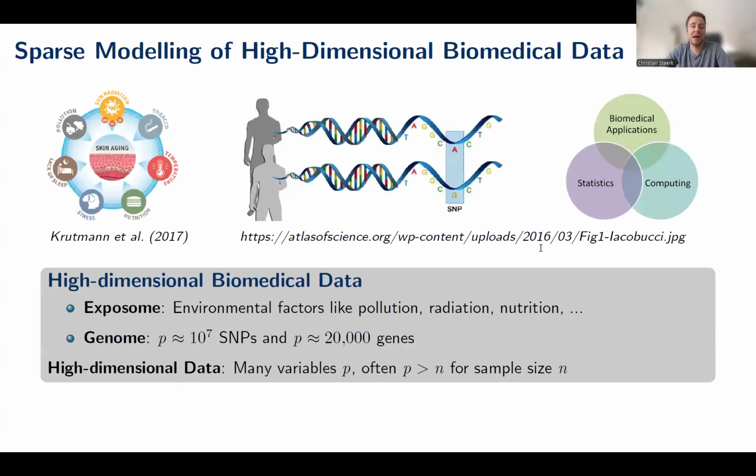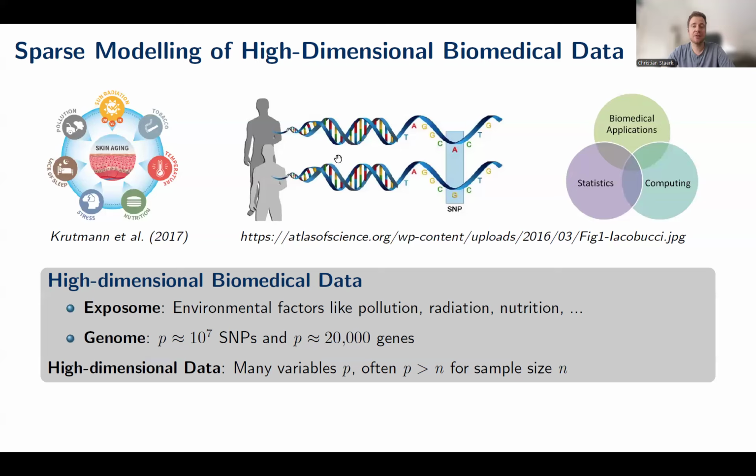Now, what is this course about? It's about sparse modeling of high-dimensional biomedical data. And nowadays, we more and more often collect these high-dimensional data sets. So, for example, we have data on the so-called exposome, which encompasses all kinds of environmental factors like air pollution, sun radiation, nutrition, temperature, stress, and so on. So you can imagine there are many different environmental factors.